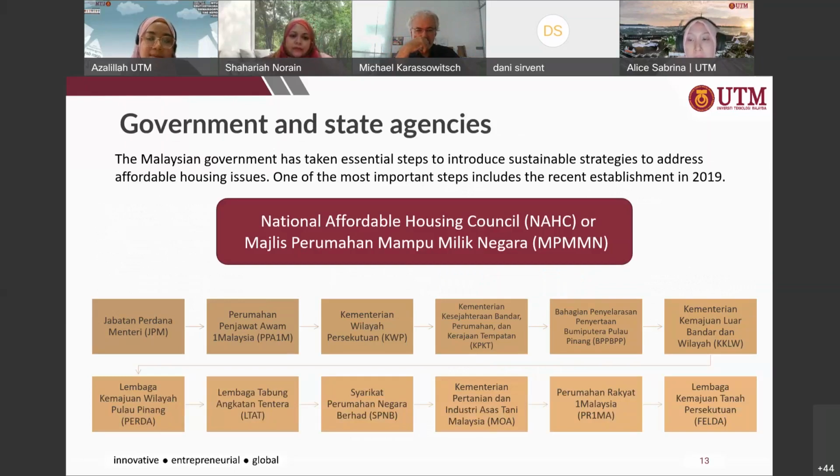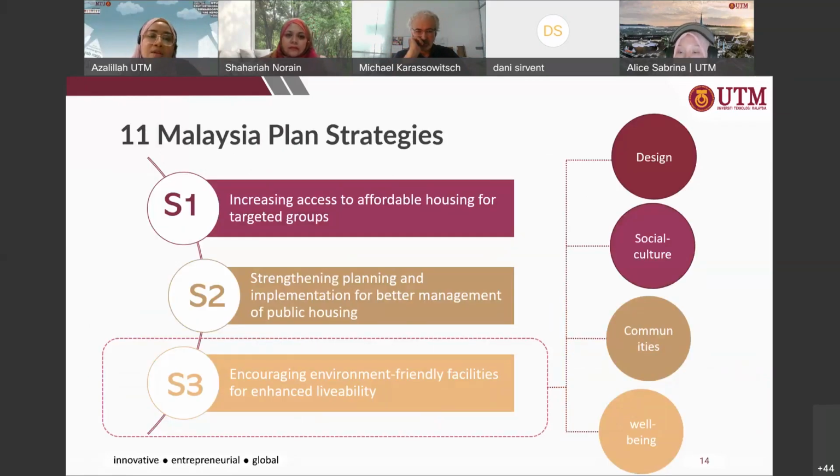A government state agency was also established recently, in 2019, the National Affordable Housing Council, which is NAHC. See, there are a lot of government sector agencies. There are around 20 agencies helping the National Affordable Housing Council to provide affordable houses. Under the 11th Malaysia Plan strategy, they have targeted to increase access to affordable houses for the target groups, that means B40 and also M40, and they are strengthening the planning and implementation for better management of public housing.